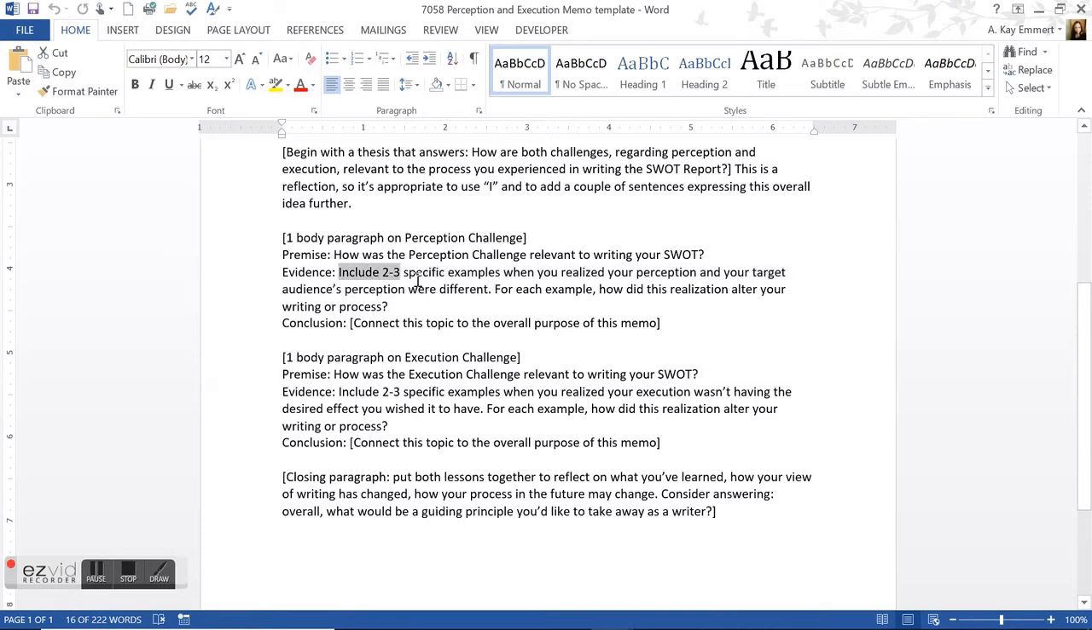So describe to me, using show, don't tell, and descriptive language, 2 to 3 specific examples of where you realized your perception of the content or the purpose of the document was different than what you realized your target audience would see. And then, how did this realization alter your writing process? So answer this question for each example.